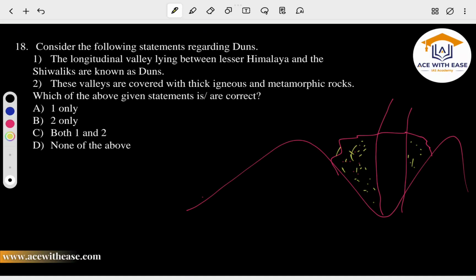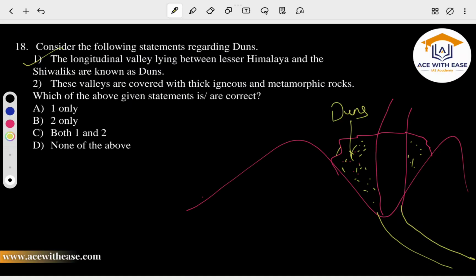Later on, when the river cut across the Shivaliks and made its course, all the water drained away and the leftover sediments remained. This is what we call duns, or dwars in the east. Now coming back to the statement: the longitudinal valley lying between the Lesser Himalayas and the Shivaliks. This statement is correct. The duns are longitudinal valleys and they are usually found in Himachal Pradesh, Uttarakhand, parts of UP and the Assam region.